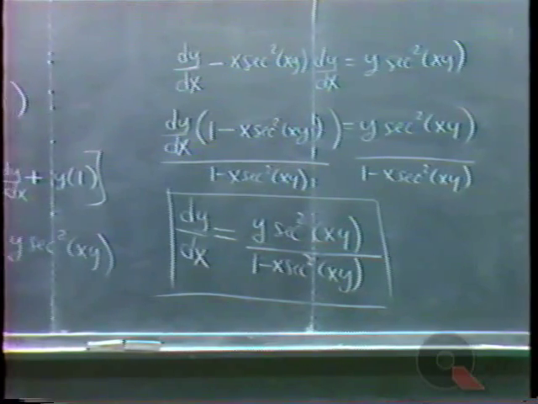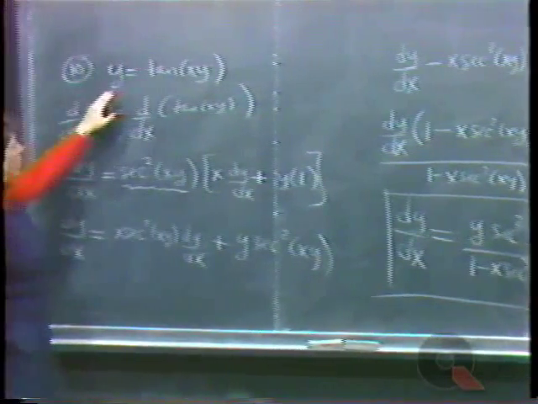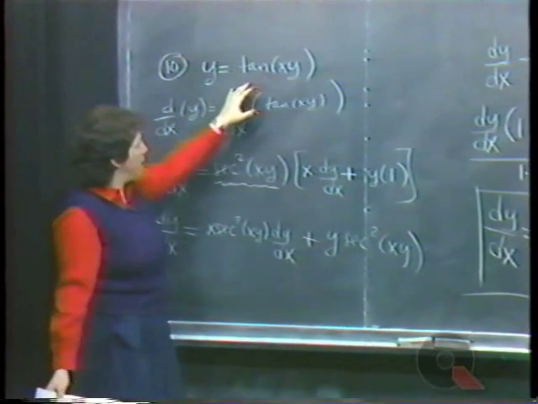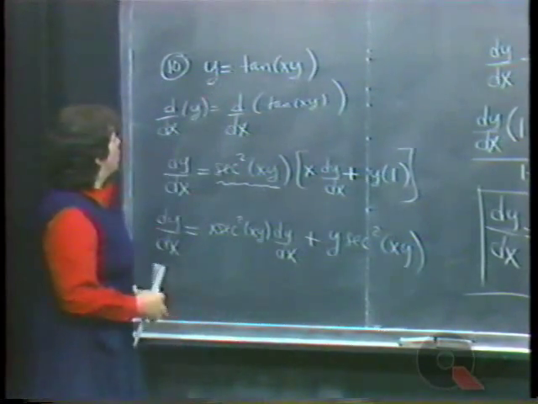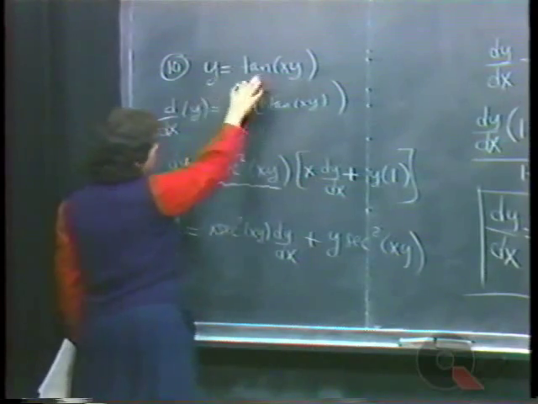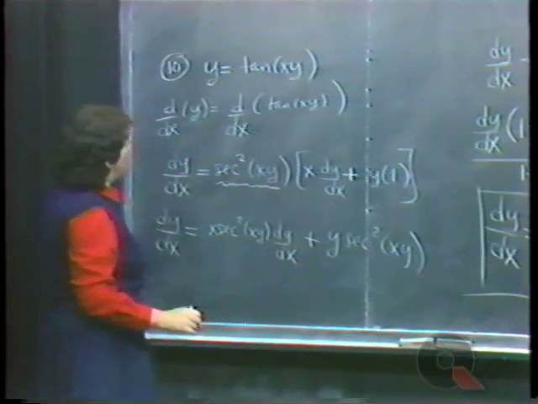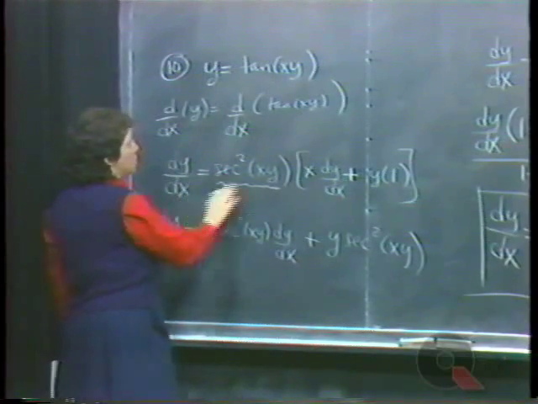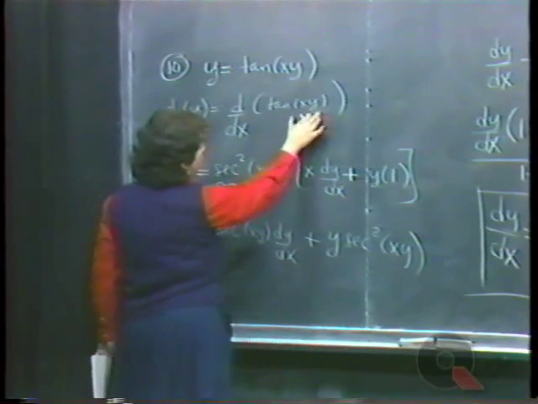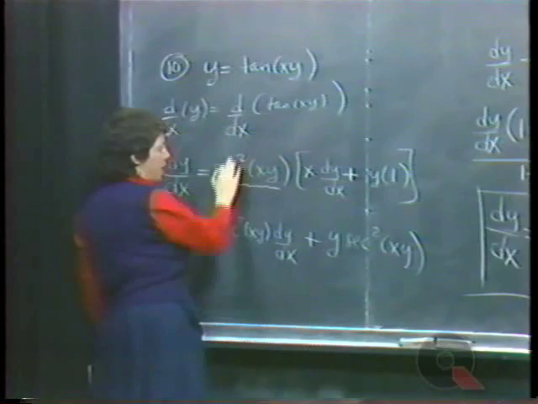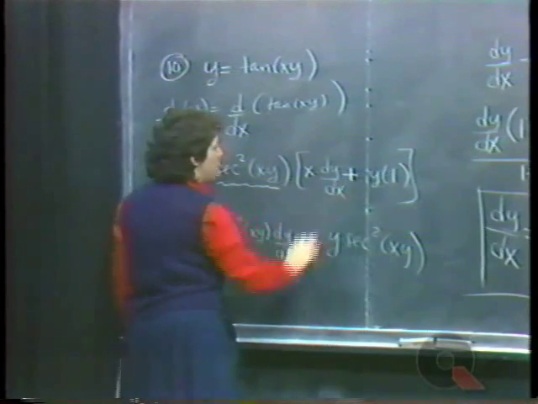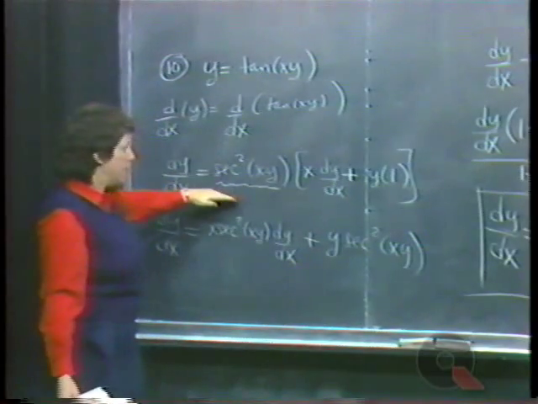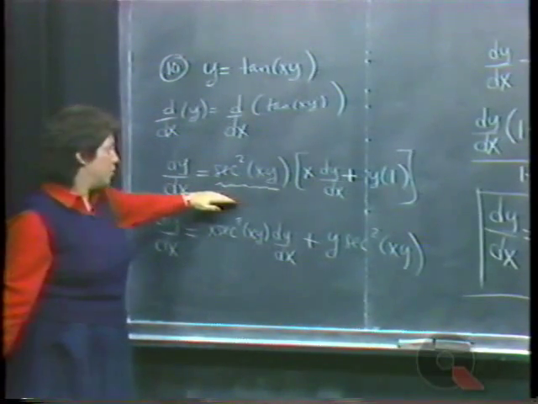Okay, let's look this over one more time. We started with an equation where y was not explicitly defined as a function of x. We took derivatives of both sides with respect to x. Dy dx was the derivative of tangent of xy with respect to x, which was secant squared of xy times xy's derivative, and that was a product. Here we ended the calculus. All the rest of the work was just algebra.